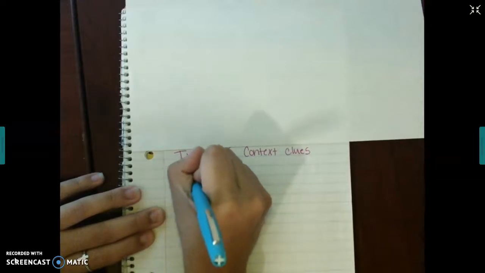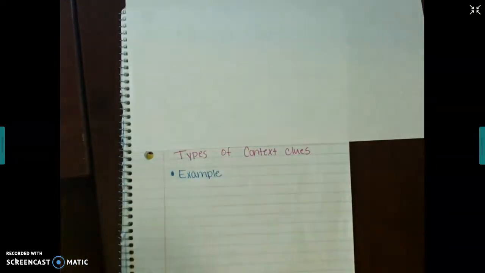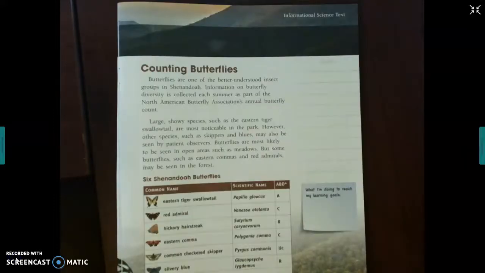When I look at the types of context clues, one type is an example. So, when I was reading the Shenandoah Insects, it gave me an example of what ecologically meant. So now that I've told you and shown you how I use examples in a text to help me figure out the meaning of an unknown word, you're going to try finding an unknown word definition using context clues.